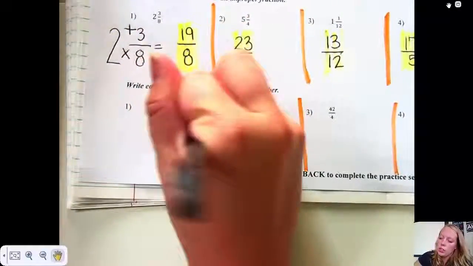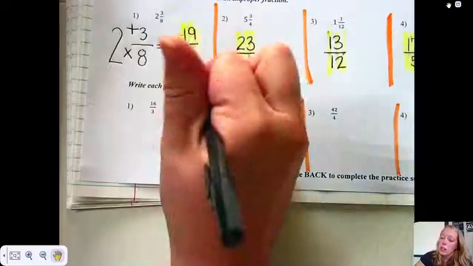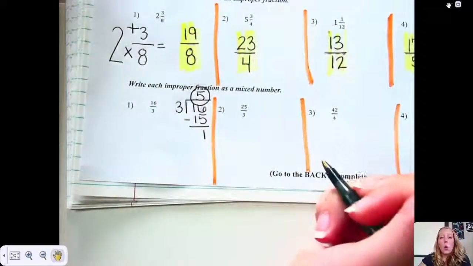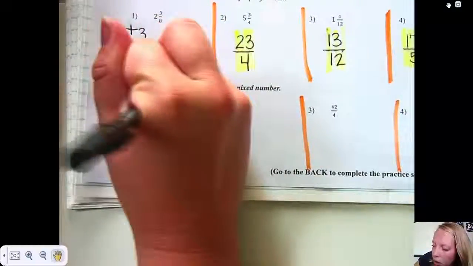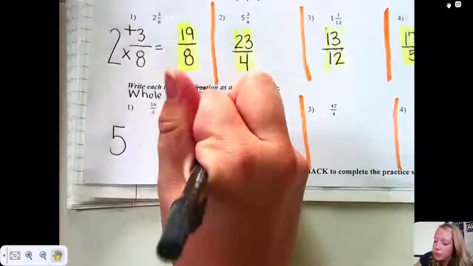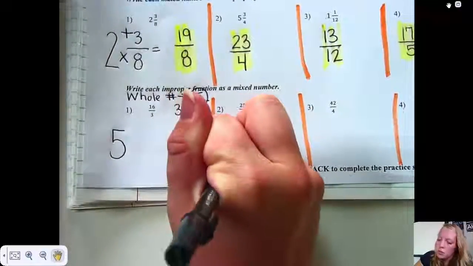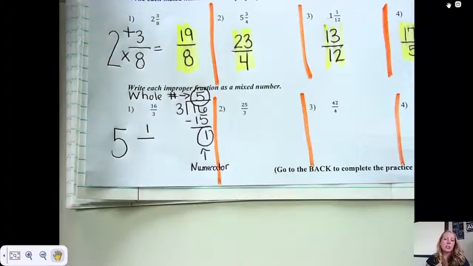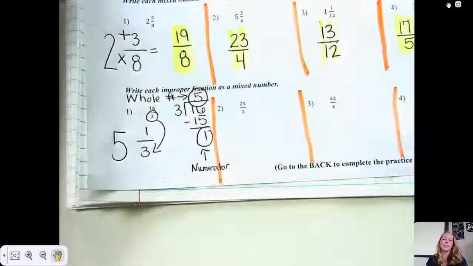Do your subtraction, and when you're done with the actual division, here is where your work goes. This number, that's the whole number. So you might want to make a note: whole number. This number is now your numerator. And then your denominator stays the same. So you might want to draw some arrows like that. Now I know it's a little messy, but that's how it all works. And we won't have to draw all those arrows on the rest of these.